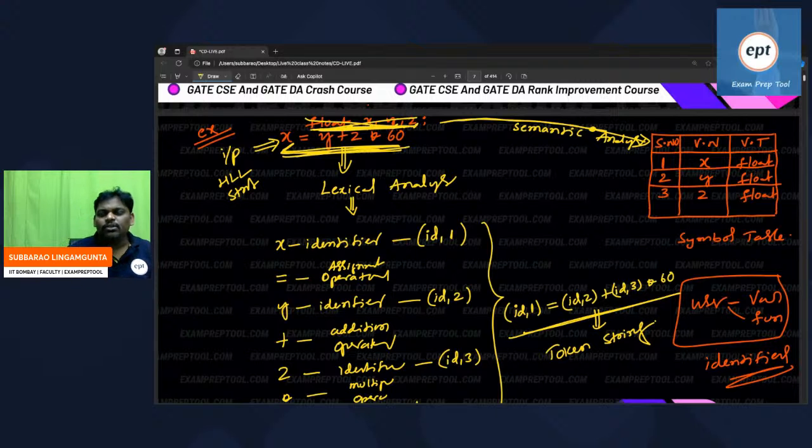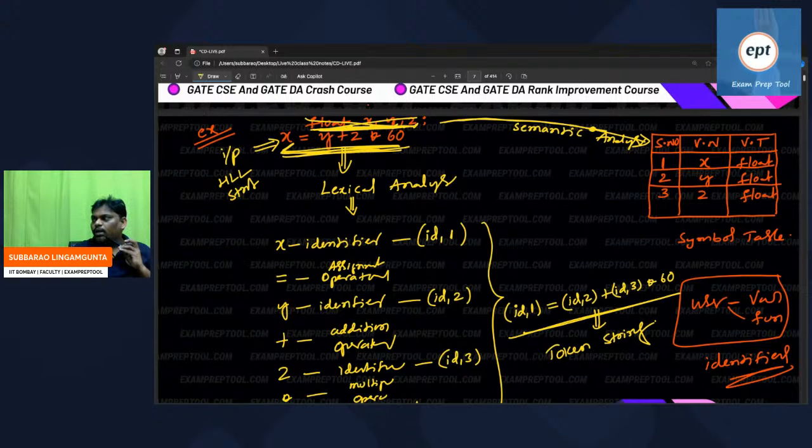Suppose, listen, what is the use of token number? Can you say one small line? My token number is ID1. Then what is my name? So they will go, my token number is ID1, what is my name?